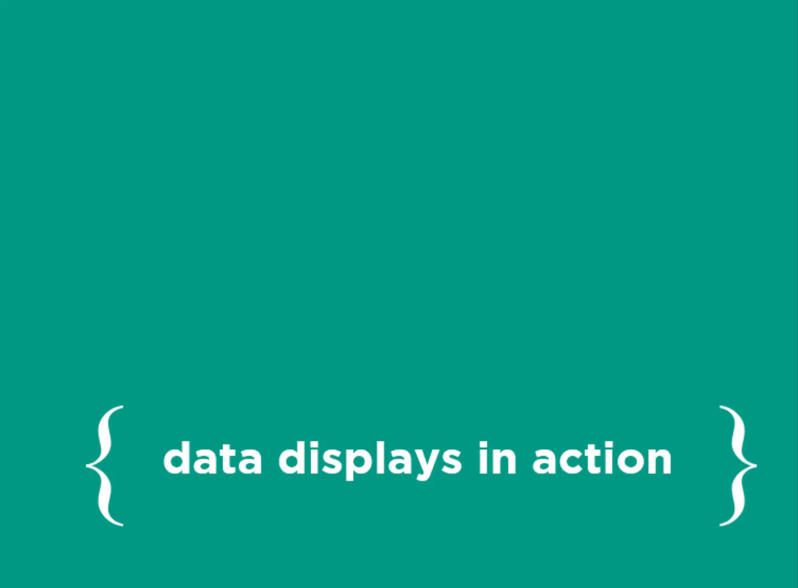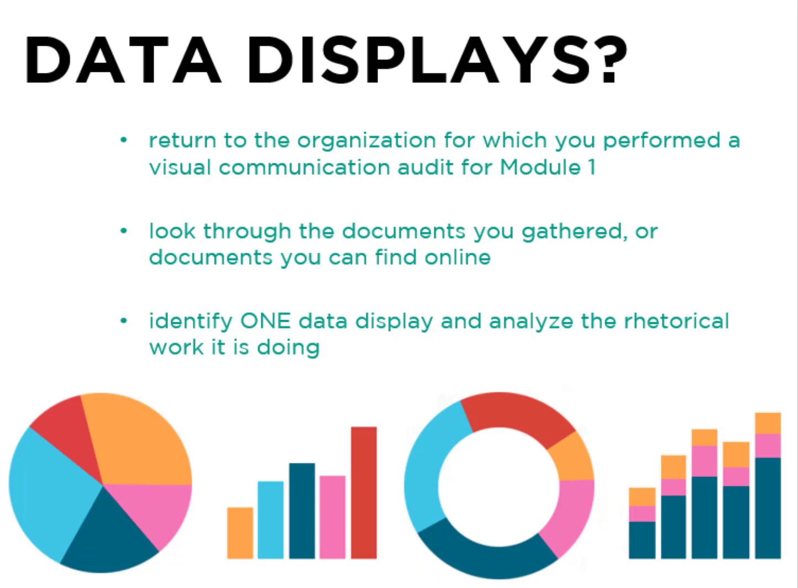I'd like you to find a data display in action. Specifically, pause this video and return to the organization for which you performed your Module 1 visual communication audit. Look through the documents you gathered to see if you can find a data display and consider the rhetorical work it's doing. If you didn't collect any documents that presented data displays, I'd suggest you see if you can find the 2019 annual report of the organization or company you focused on.